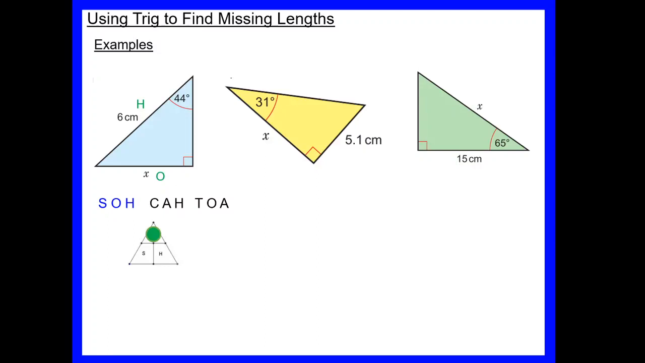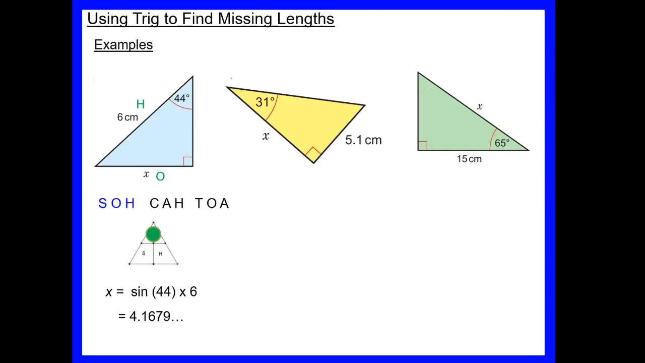So we're left with sine theta next to the hypotenuse. So it's sine theta times the hypotenuse. So X is equal to sine theta, our angle is 44, times our hypotenuse, which was 6. Again, making sure we've closed that bracket.